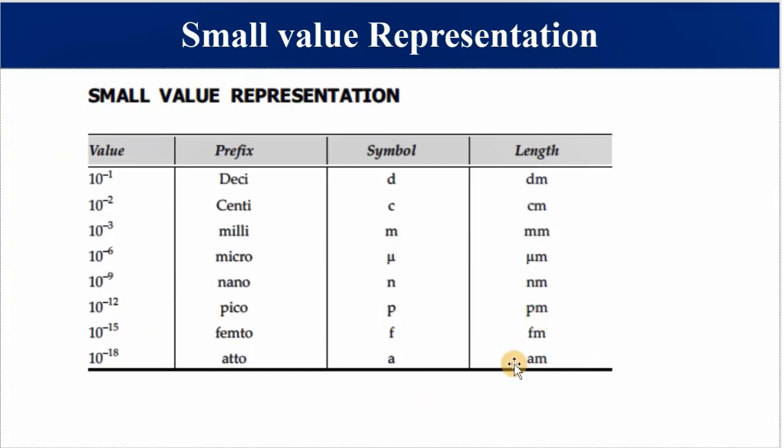These are rarely used. At 10 to the power minus 15, it's called femto, symbol small letter f, femtometer, it's the length. Then 10 to the power minus 18 is called atto, symbol small letter a, and attometers, that's in length. So that is small value representation, but insofar as GPON is concerned, we'll be looking at large value representation.